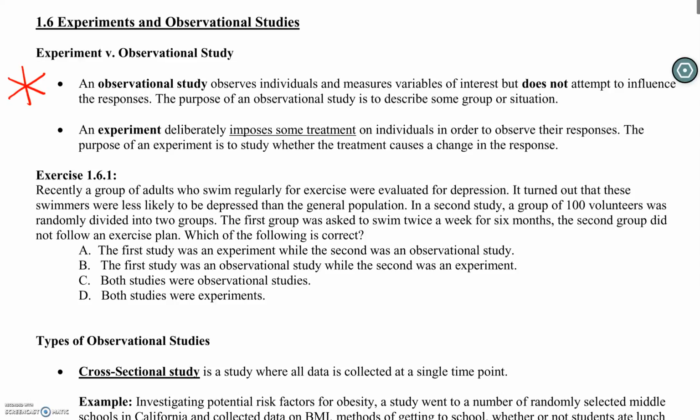Just keep in mind that in an experiment, we're going to impose some sort of treatment. So if we are assigning people to do something, or to watch something, or to read something, or whatever it might be, then we're doing an experiment. If we're just allowing people to self-select whether they are going to take that or read that or watch that, that's an observational study. And that's going to have some of that selection bias we talked about with the CT study. Okay, so I'm going to give you a moment. Pause the video. Try the first exercise.